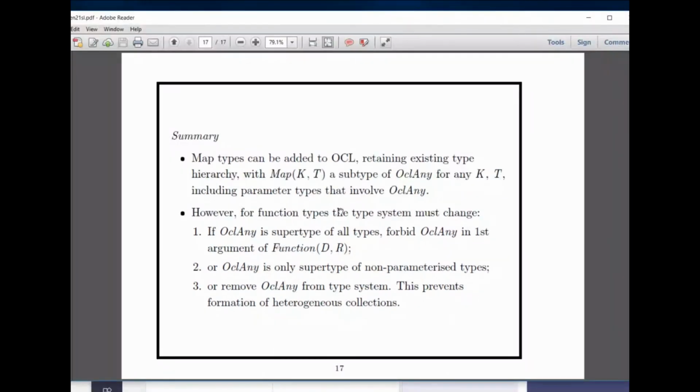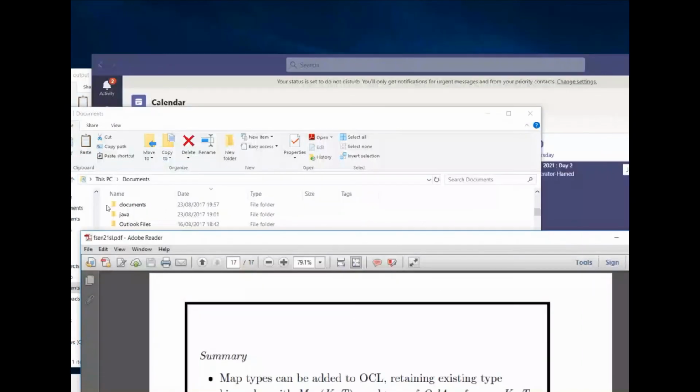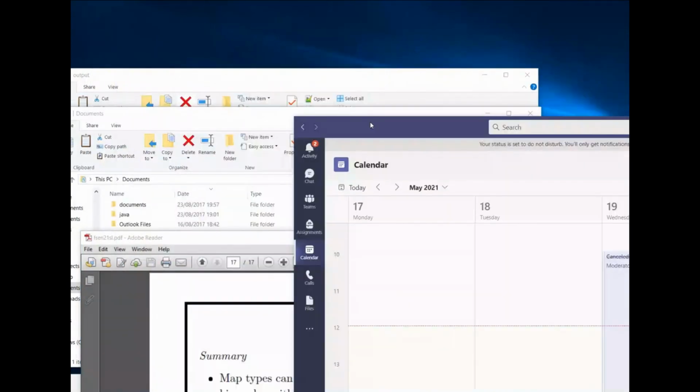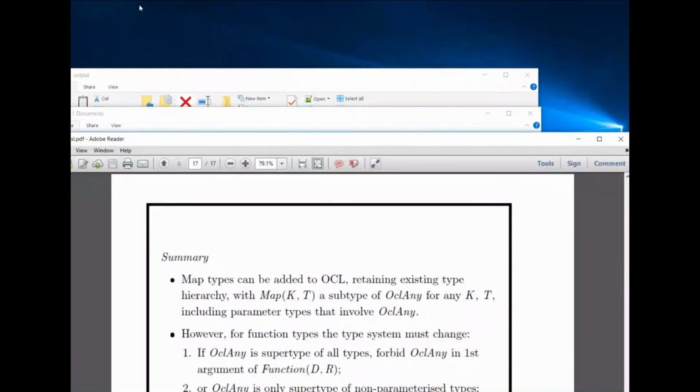Okay, thank you very much for the nice presentation. If there is any question, we can take it in the chat box, or you can raise your hand. Okay, there's one question. How do you deal with inheritance of function types?